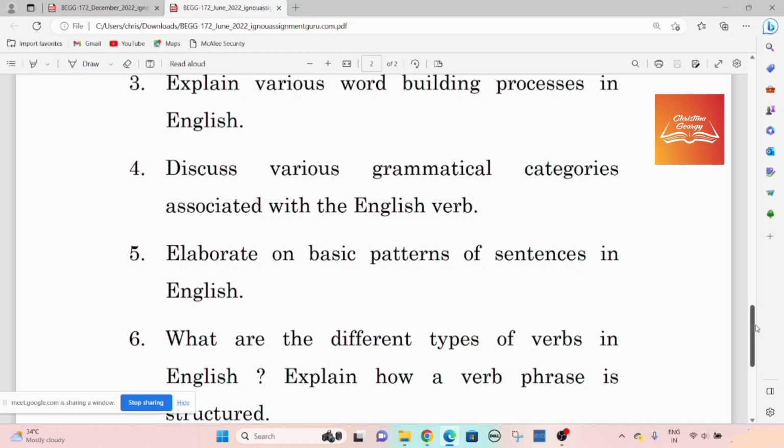Moving on to the next question. It seems a bit lengthy, but it's an easy question. What are the different types of verbs in English? Explain how verb phrase is structured. So, this is a straight question from block 4. You know, we have a unit on verb phrase. So, this is block 4, unit 3. Under section 3.6, we have structure of verb phrase.